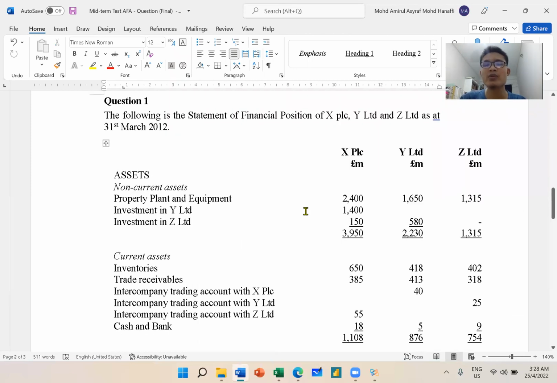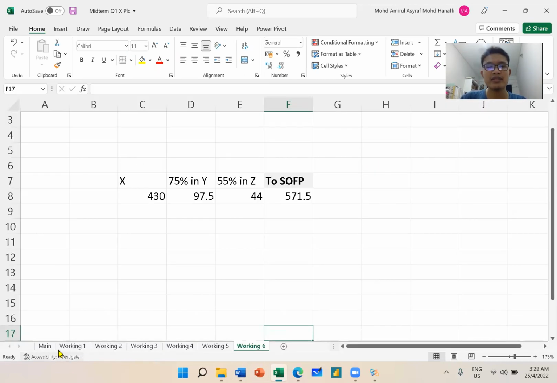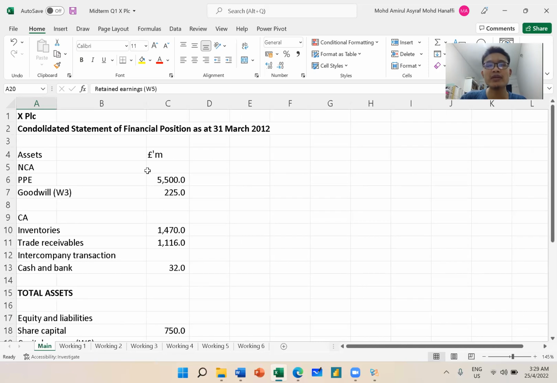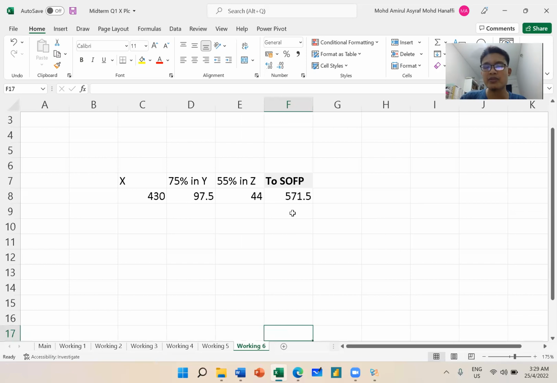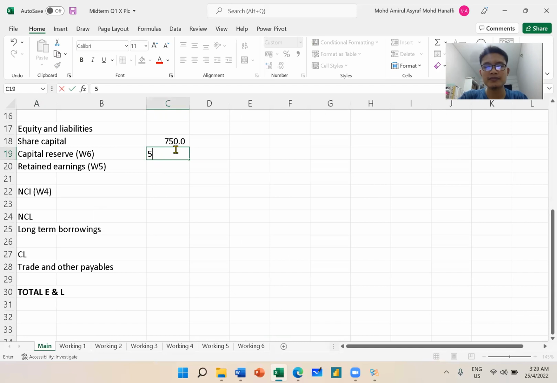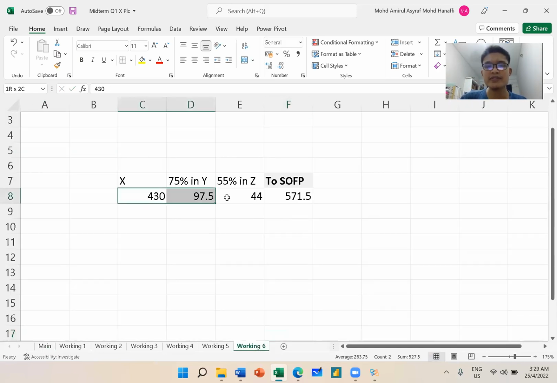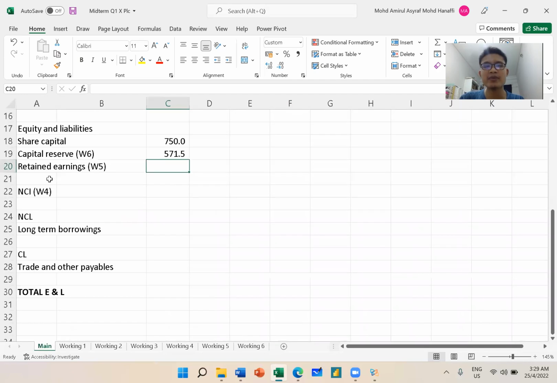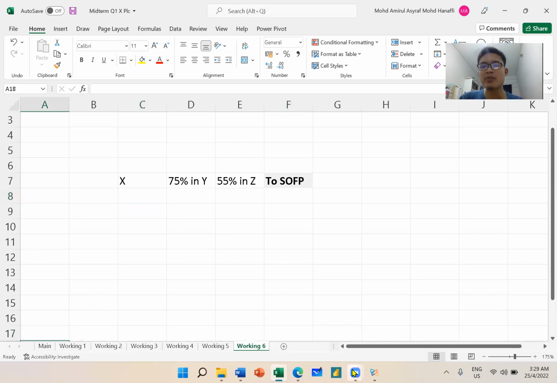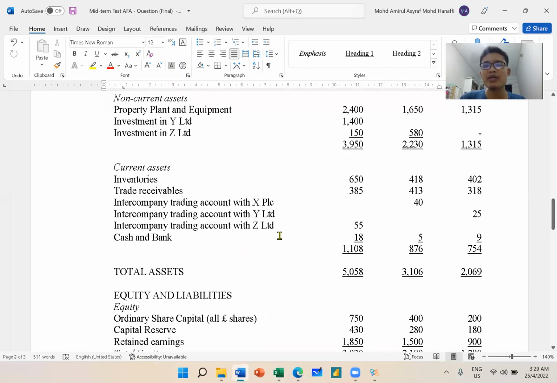Number one, when you want to calculate your consolidated statement, what is the value of your capital reserve here? I have calculated it to be 571.5. But how do I get 571.5? It's very easy. The first area affected is the capital reserve that you report in the consolidated account. The way you calculate it, number one, just take it from the statement of financial position.